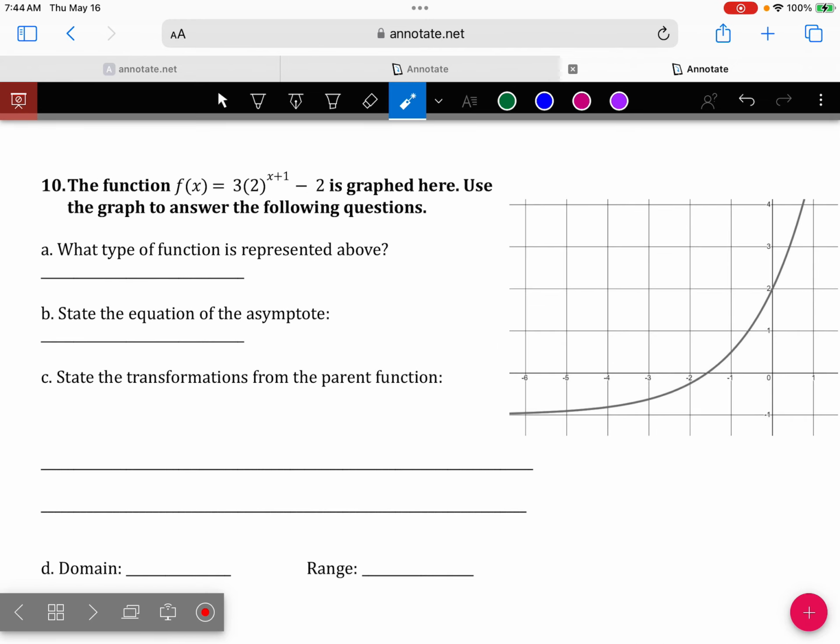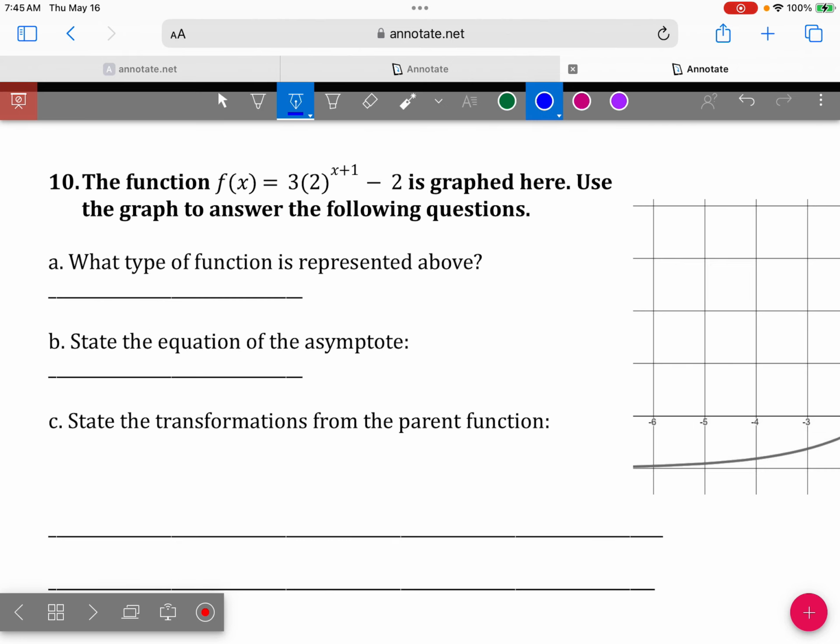An exponential. So when it asks what type of function I'm looking for, is it linear? Is it quadratic? Is it exponential? Is it logarithmic? Is it rational? So this is an exponential. And the way we can tell, looking at our equation, is that my x is in the exponent. So it's an exponential equation because my x is in the exponent.